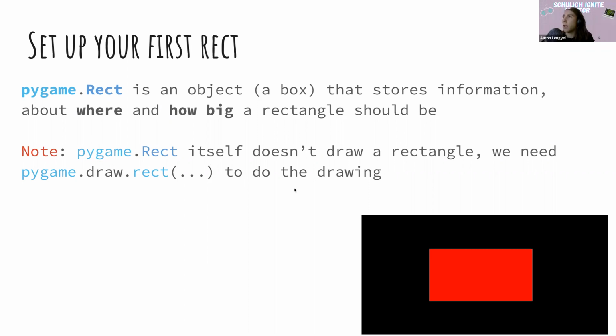But we need to draw the rectangle, and to do that, we have to call the rectangle method on draw, or the rectangle function inside draw. And inside here, this is where we're going to do the drawing.